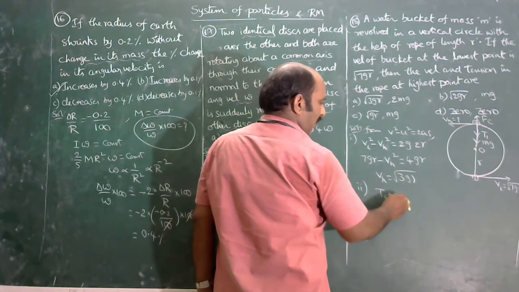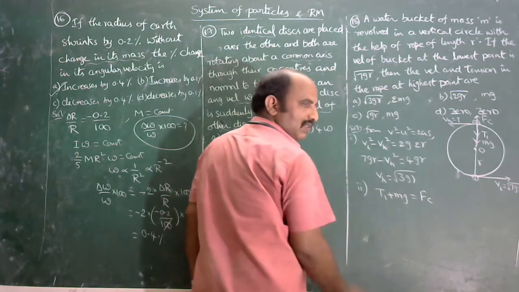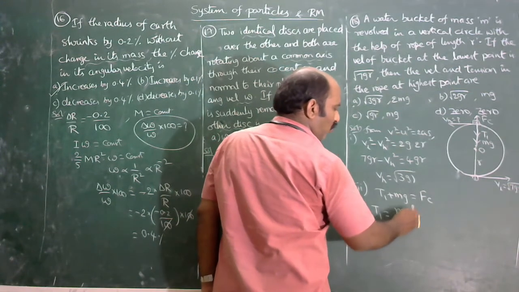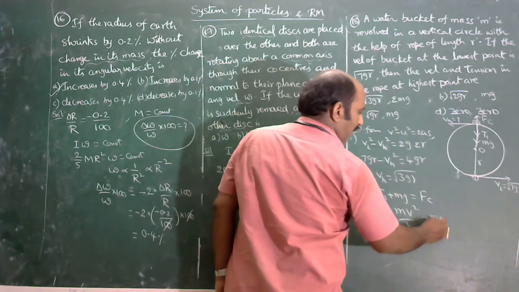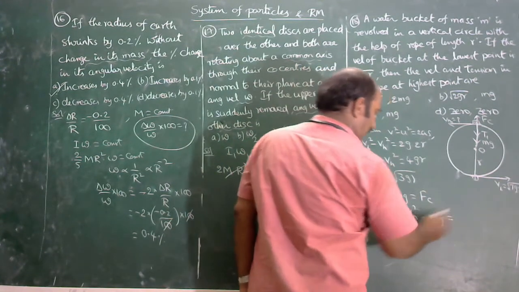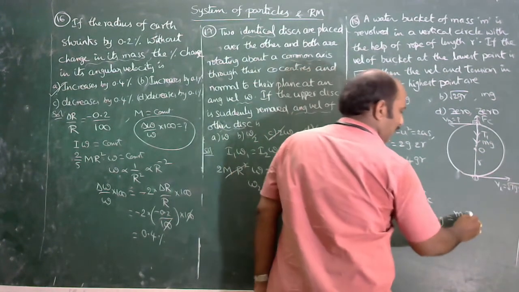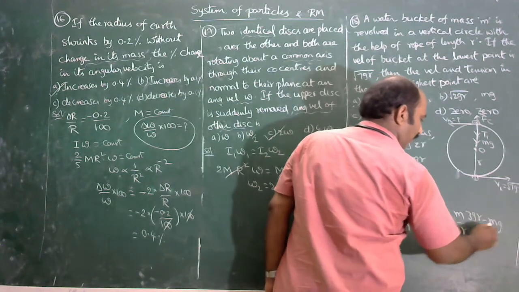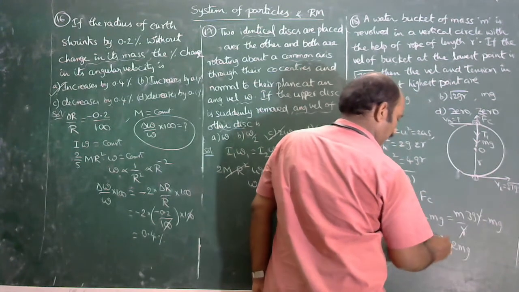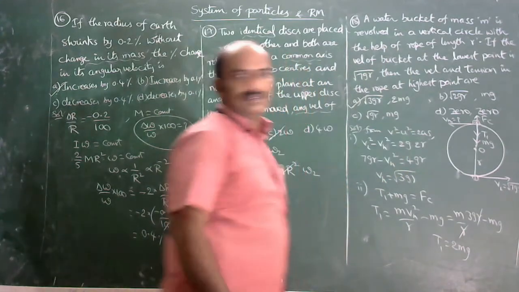T1 plus mg, the total downward force, is equal to the total upward force, that is only one, the centrifugal force. Now T1 is equal to Fc minus mg. You know Fc value is mv square by r, minus mg. Here v is the velocity at the highest point, Vh. Now this is equal to m by r into Vh square, which is 3gr, minus mg. So r gets cancelled. 3mg minus mg is equal to 2mg. So this is the tension at the highest point. So that's why option A is correct.